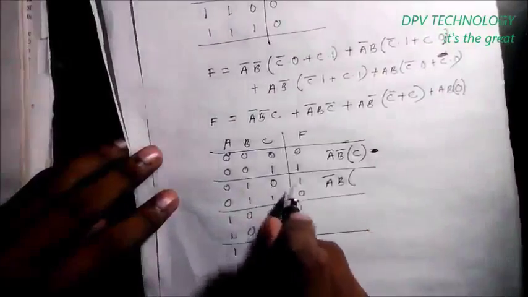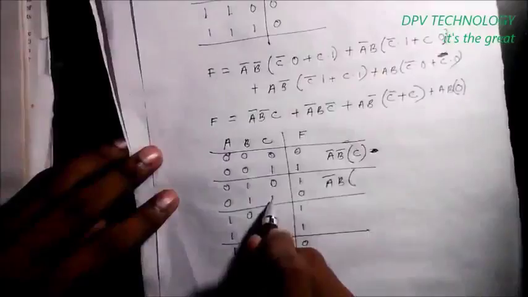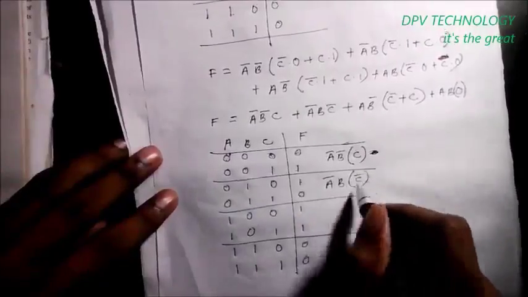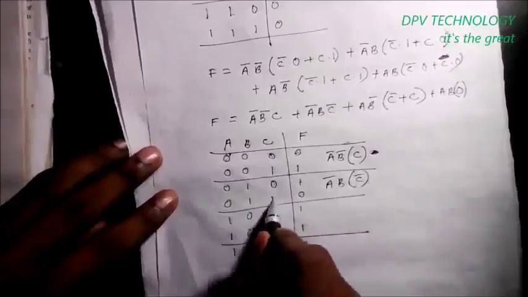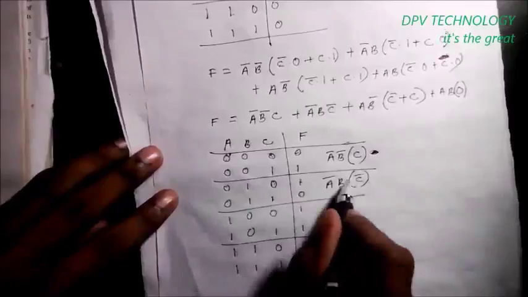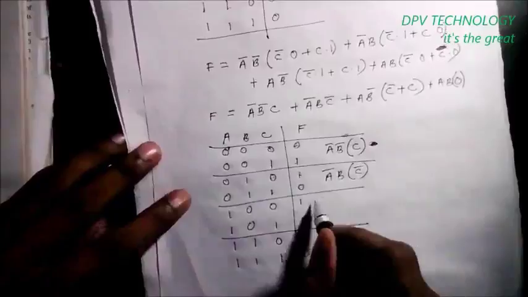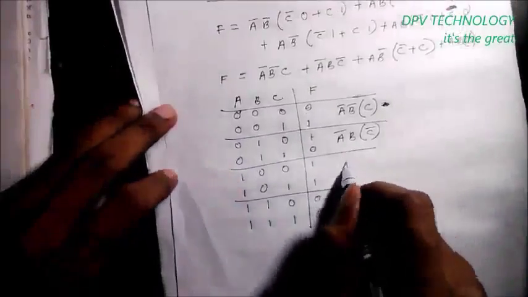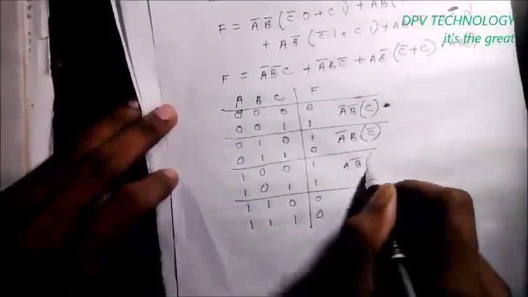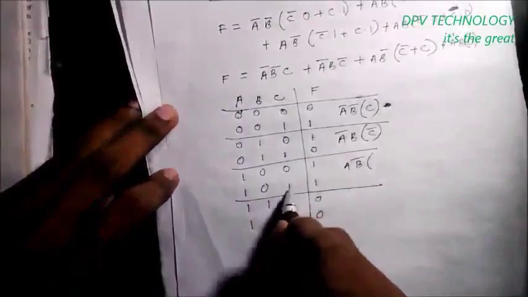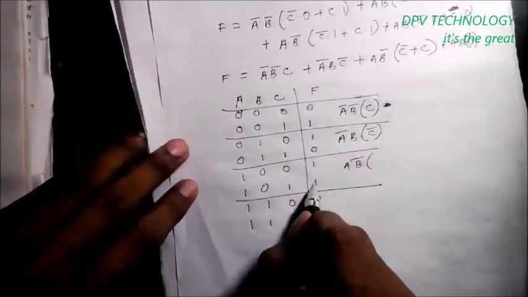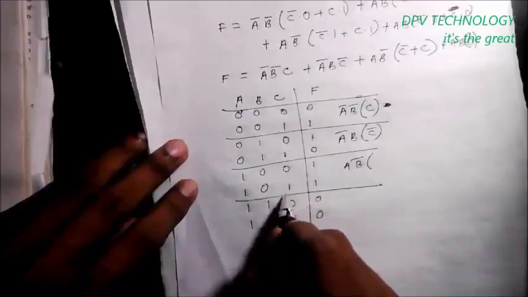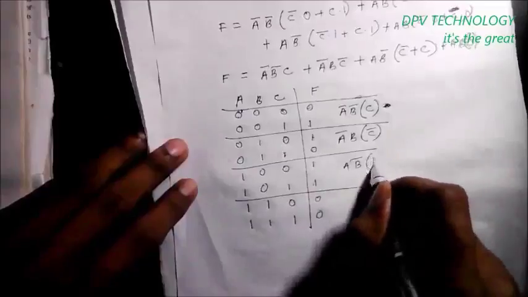Then for the next part, A bar B. Here when C is 0, F is 1. When C is 1, F is 0. So F depends on C bar, so put C bar here. Then here we have A B bar. When C is 0, F is 1. When C is 1, F is 1. So in both the cases F is 1, independent of C. So you directly put 1 here.